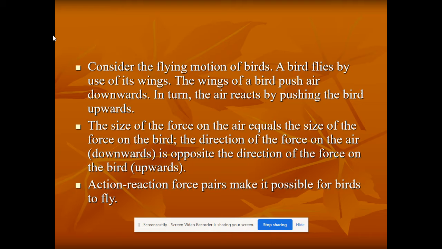A bird flies by use of its wings. The wings of a bird push air downwards. In turn, the air reacts by pushing the bird upwards. So the size of the force on the air equals the size of the force on the bird. The direction of the force on the air downwards is opposite the direction of the force on the bird, or upwards. So those action-reaction force pairs make it possible for our birds to fly.